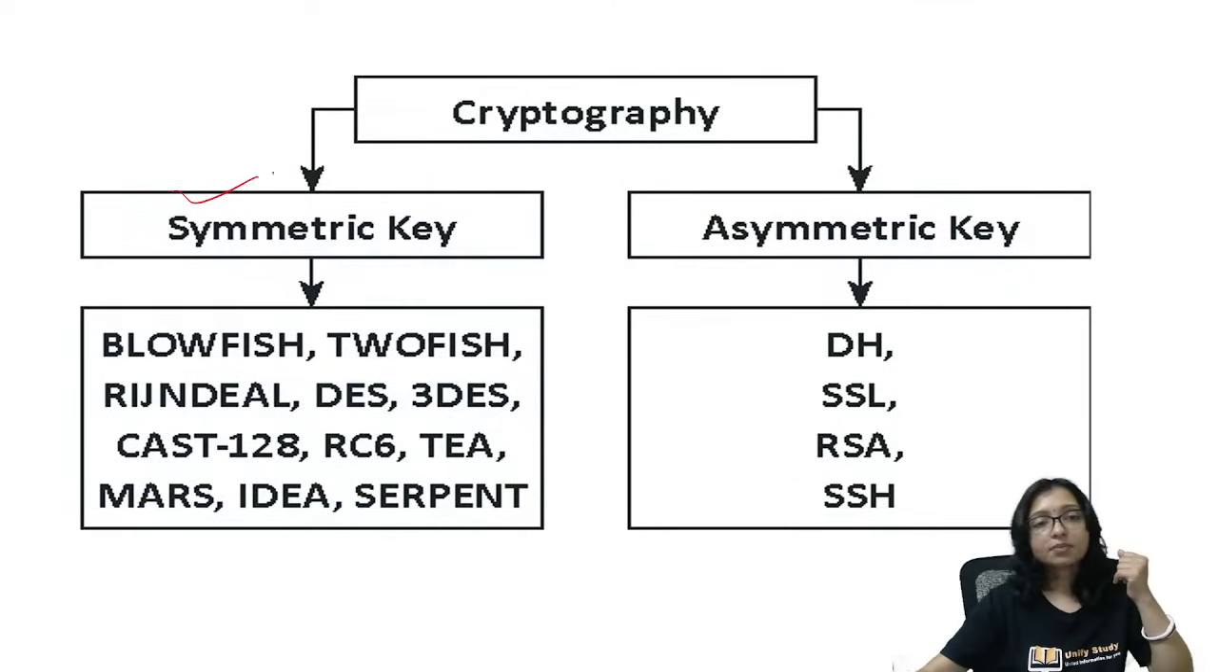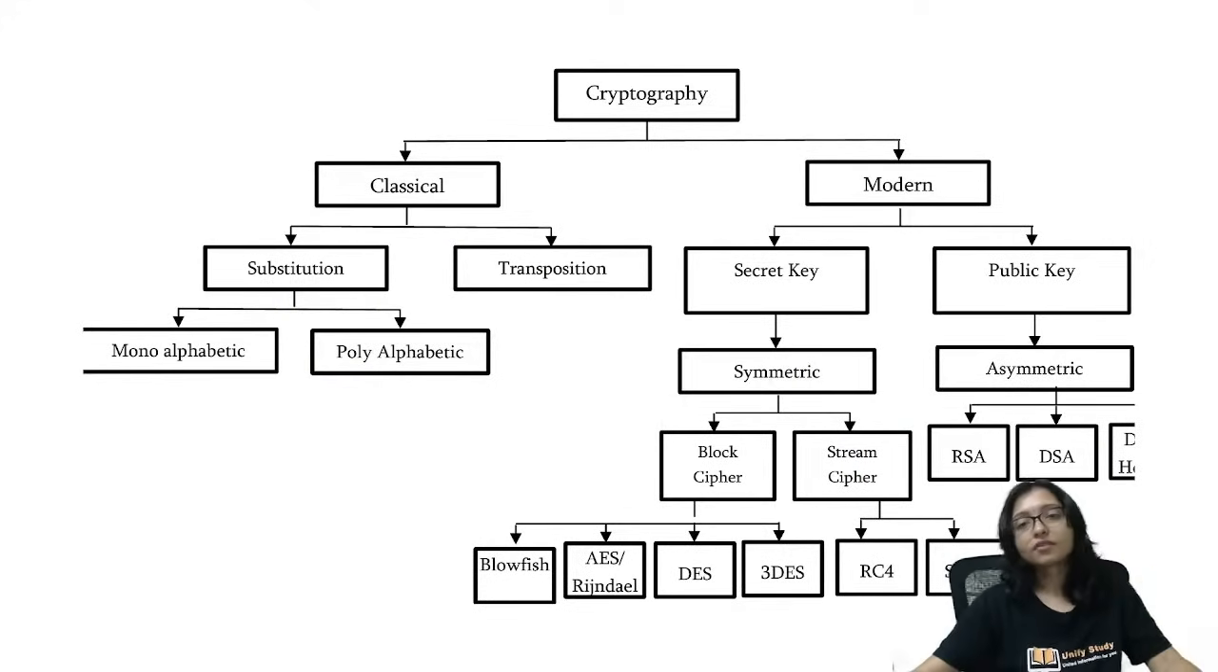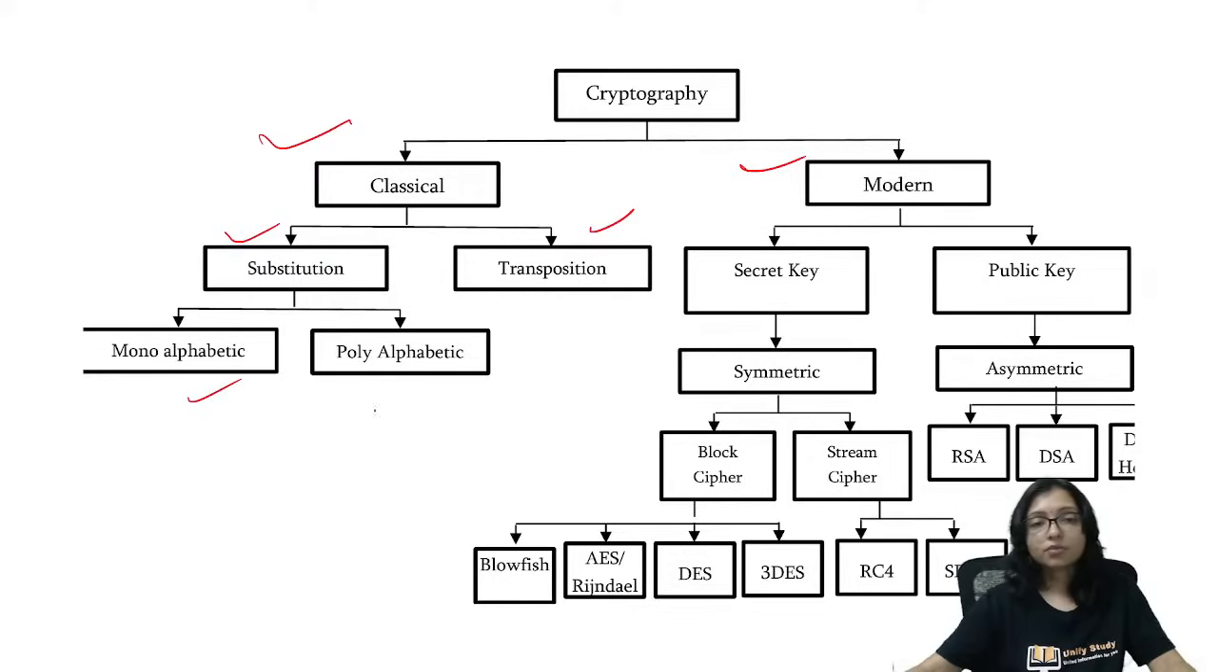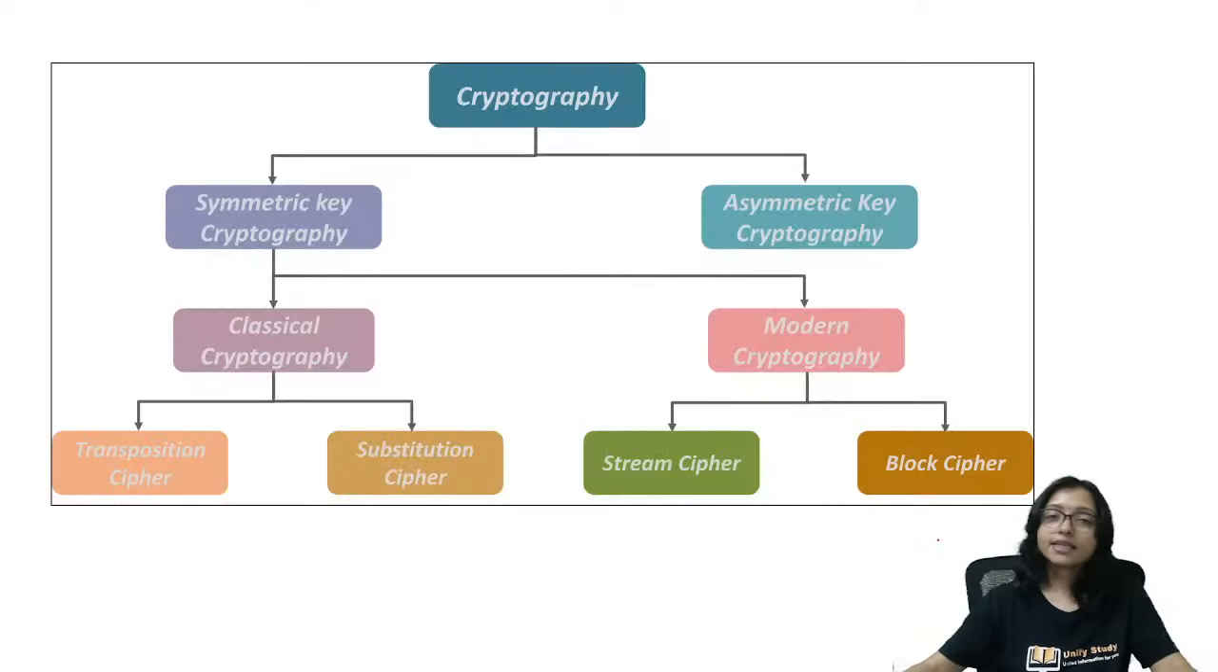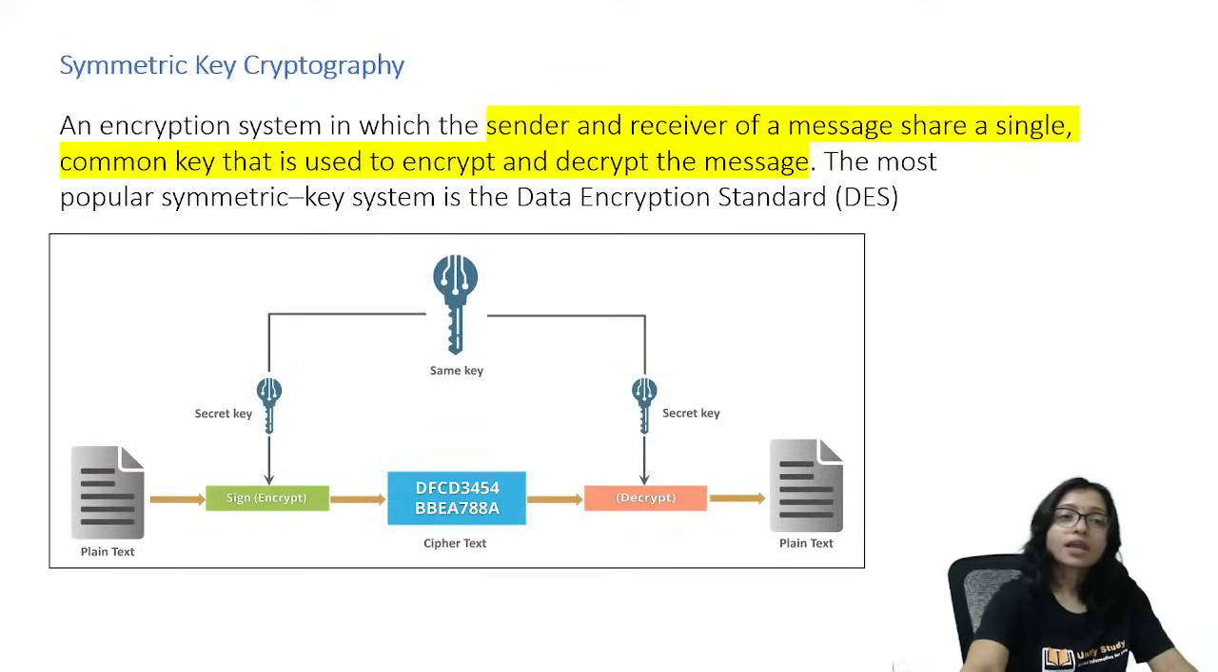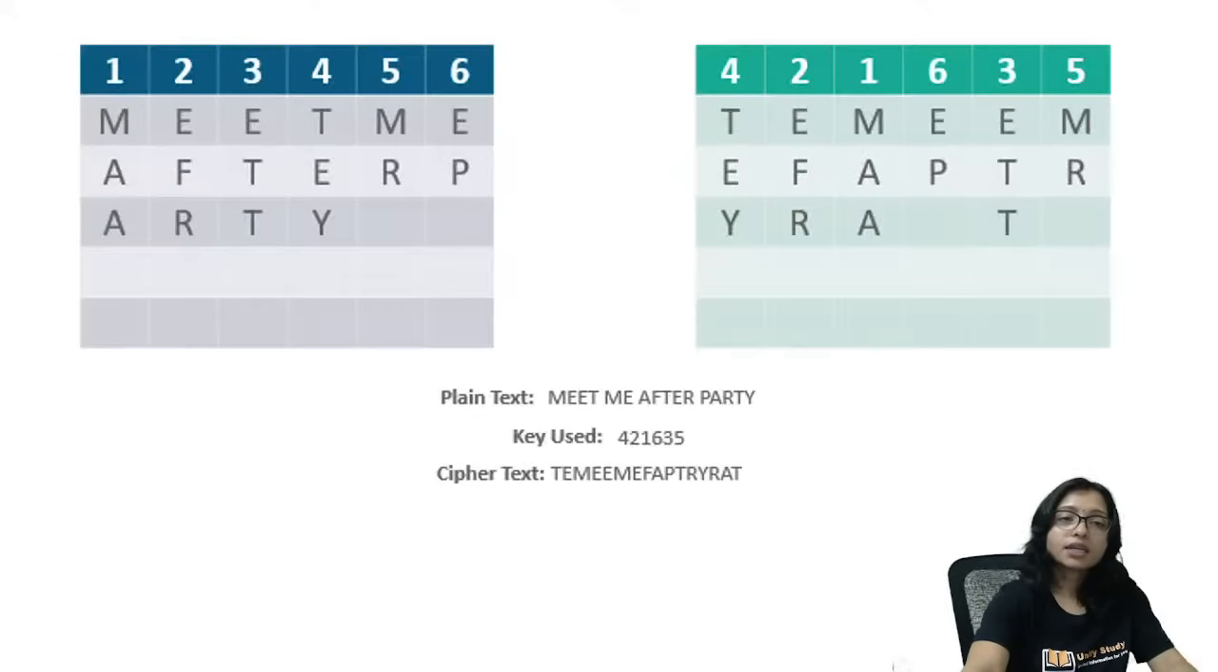In cryptography, symmetric and asymmetric examples are: Blowfish, Twofish, 3DES, AES, IDEA. Here it is DH, SSL, RSA, very popular algorithms. Questions are coming from here, and SSH. This is classical, modern, substitution, transposition, mono, symmetric and asymmetric, block cipher, stream cipher, RSA, DSA, all these are your important part.